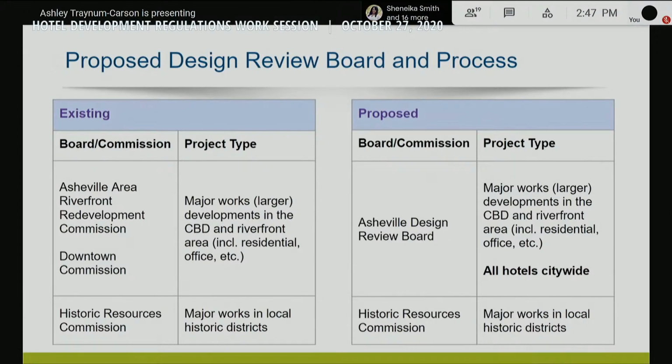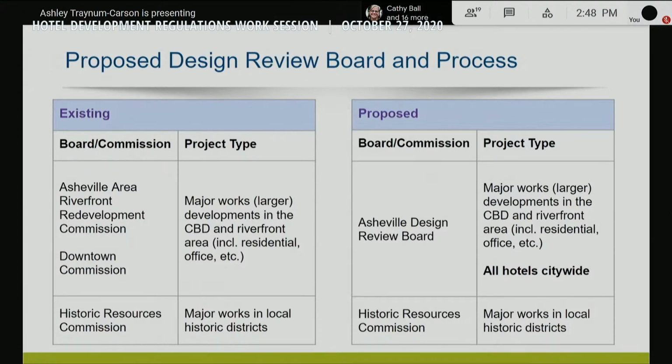Under the proposed design review process, again, we would consolidate the design review functions of the Downtown and Riverfront Commissions into a new Asheville Design Review Board. That board would review all larger projects within the downtown and riverfront areas. That would include residential projects, office, retail, restaurants, institutional uses. But the addition here, and this would be a change to the way our process currently is, is that the design review board would also review all hotels citywide. And they would use the new design guidelines that we've drafted for hotels as the guide to try to improve the design of new hotels in the city.